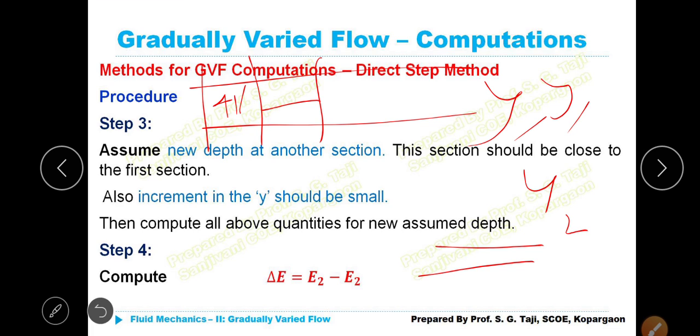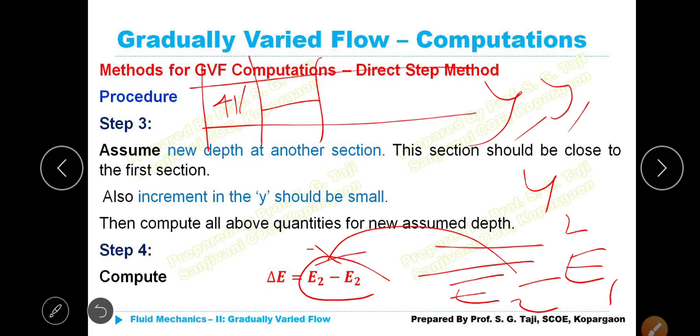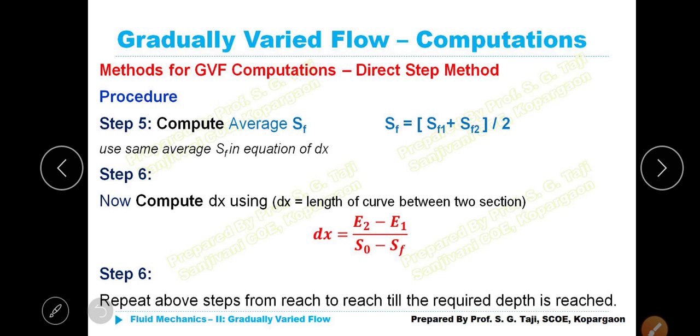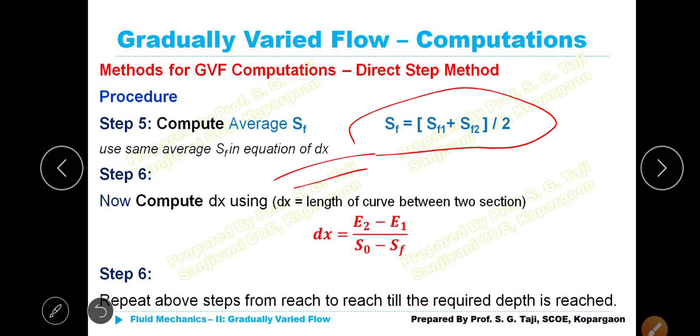Then step 4, compute delta E is equal to E2 minus E1. Here it is wrongly printed; this should be E2 minus E1. Please correct yourself, students. Step 5, compute average Sf. What do you mean by average Sf? That is the mean value, Sf1 plus Sf2 divided by 2. Use the same average Sf in the equation of dx.